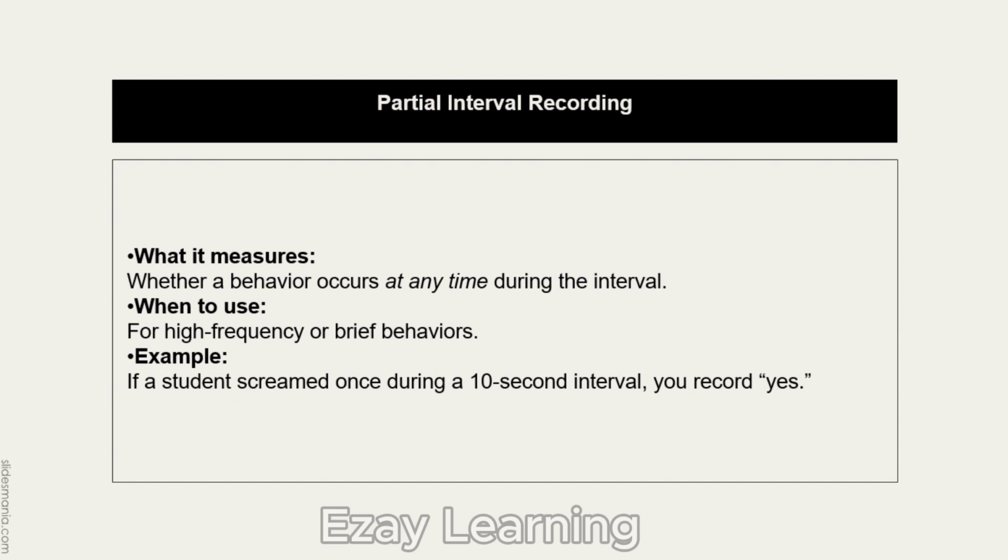Partial interval recording is whether a behavior occurs at any time during the interval. The interval is the same, but even if the behavior is not occurring for the whole time, if it has occurred at any time during the interval, you will mark it as yes, because you are doing partial interval recording. You will be marking the behavior occurring any time during the interval. This is used for high frequency or brief behaviors. For example, if a student screamed once during a 10-second interval, you will record yes.